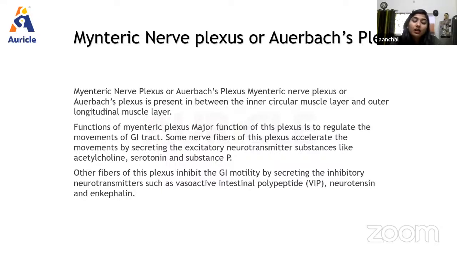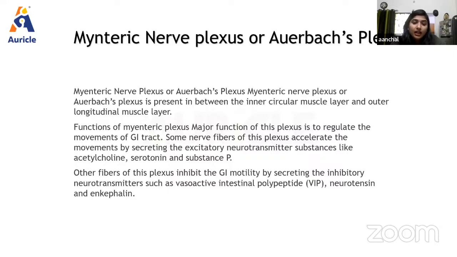Then next we have the other fibers of this plexus which inhibit GI motility by secreting inhibitory neurotransmitters such as VIP. VIP is vasoactive intestinal polypeptide, and neurotensin and enkephalin. So basically, these are the inhibitory neuropeptides, so they are responsible for inhibiting the movement. Okay, and the neurotransmitters like serotonin, acetylcholine, substance P are responsible for increasing the motility inside the GI tract.